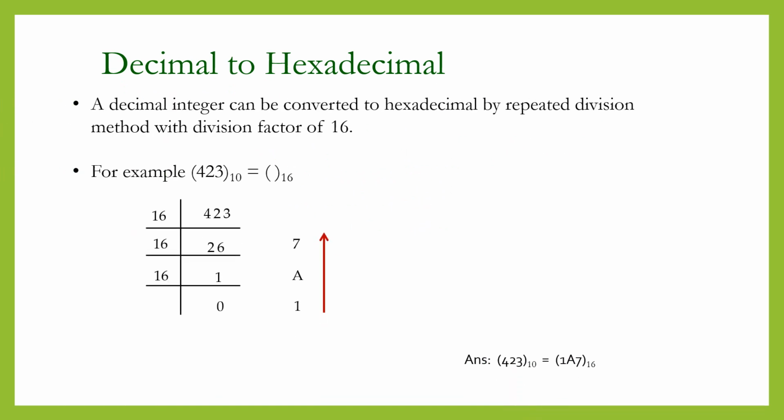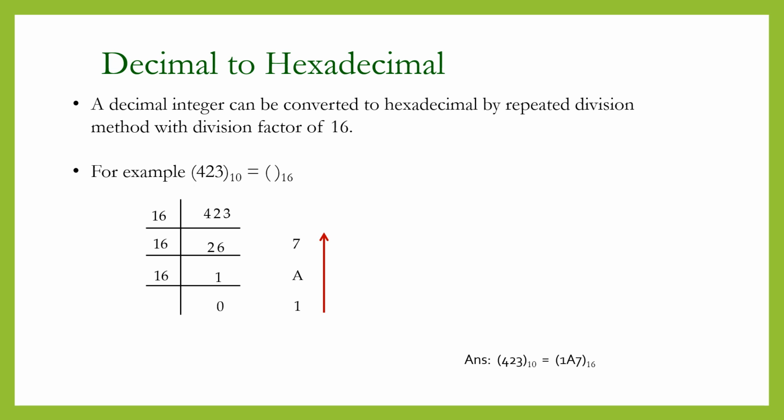Students, here is the next conversion method, that is decimal to hexadecimal. A decimal integer can be converted into hexadecimal by the repeated division method with a division factor of 16. Students, recall that we did decimal to binary conversion using repeated division by 2, and decimal to octal using repeated division by 8. Likewise, decimal to hexadecimal conversion can be done using repeated division by 16. For an example, 423, this is our decimal value. We are going to convert this decimal value to hexadecimal value.